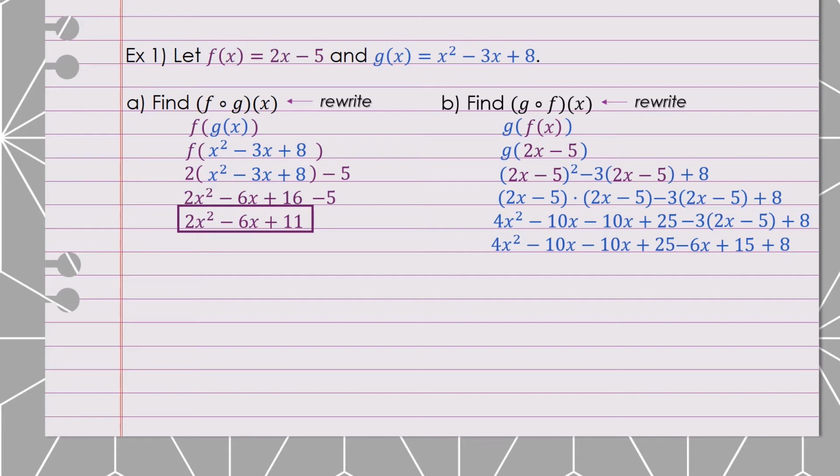For x squareds, I only have 4x squared, so that will remain. Now I look for terms that have x's only, and we have a negative 10x, negative 10x, and negative 6x, which combines to give us negative 26x. Now we look for constants, or the plain numbers. We have 25 plus 15 plus 8, which combines to give us 48. So our final answer is 4x squared minus 26x plus 48.